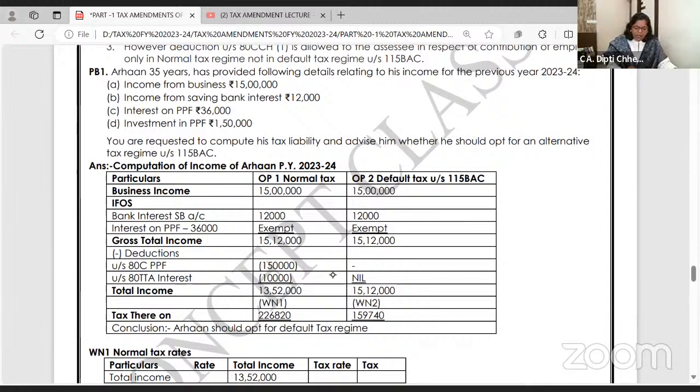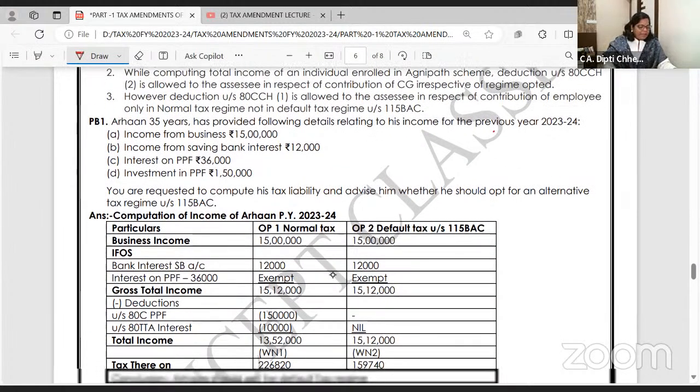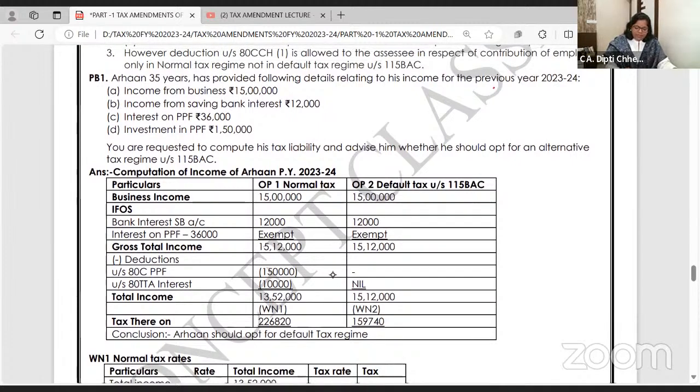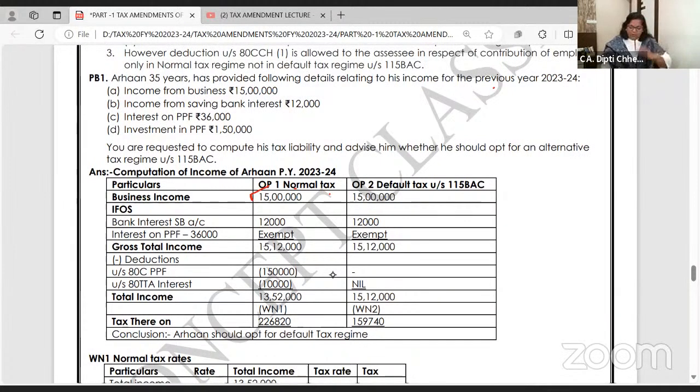Chalo. Arhan is 35 years old and he has decided to calculate his income and tax. Okay. Now, what is the business income? 15 lakhs. Please comment below whether you want to solve it in writing or with this solution it is okay. Check it and let me know whether you go for normal tax, that is you opt out of the default tax regime, or you go for default tax regime. Comment. In YouTube also you can comment, please. It's absolutely okay.